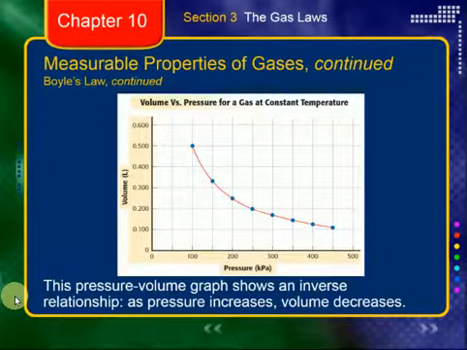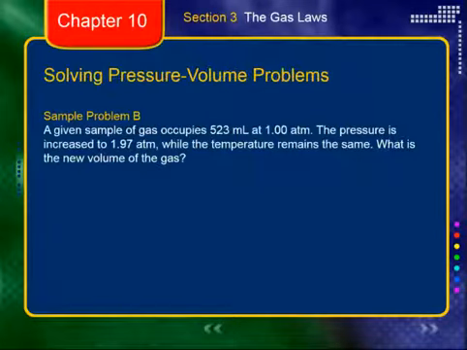This is a pressure to volume graph showing an inverse relationship. It says as pressure increases, volume decreases, right? So as we go further to the right on the x-axis, which is pressure, we see that the value for volume gets lower and lower. Now, as pressure goes down, if we move to the left on the pressure scale, the x-axis, we see that volume increases. That's the inverse relationship.